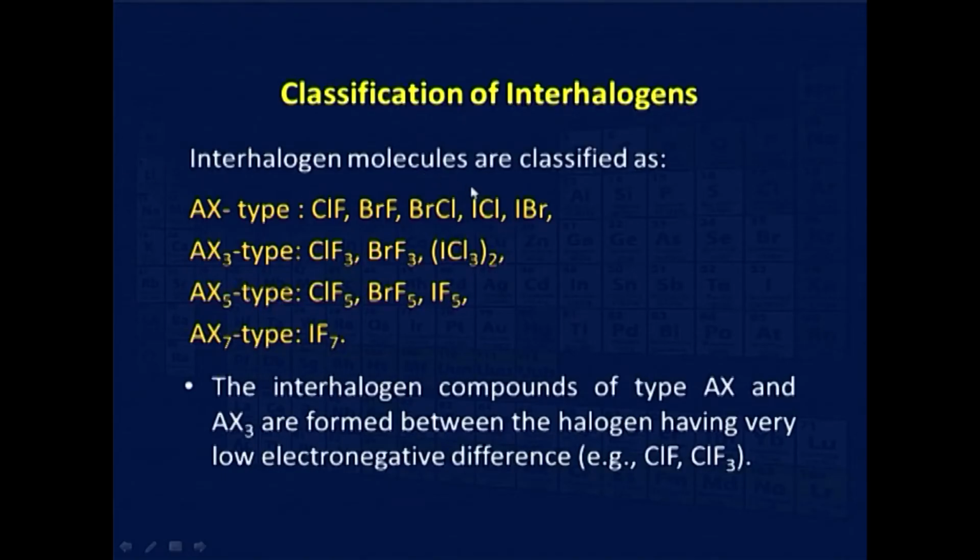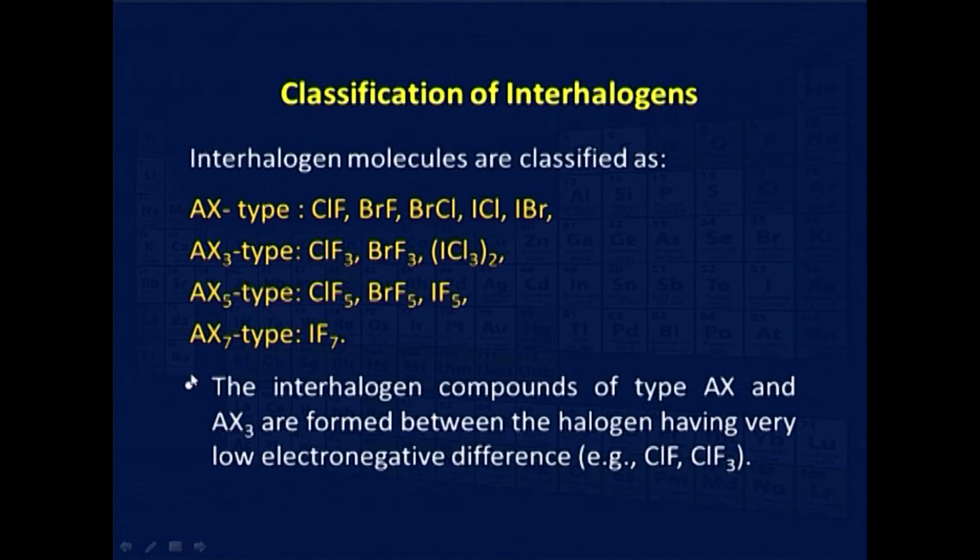This is the classification of the interhalogens. These molecules have been classified as AX type: chlorine fluoride, bromine fluoride, bromine chloride, iodine chloride, iodine bromide. AX3 type: chlorine trifluoride, bromine trifluoride, iodine trichloride. And AX5 type: chlorine pentafluoride, bromine pentafluoride and iodine pentafluoride.